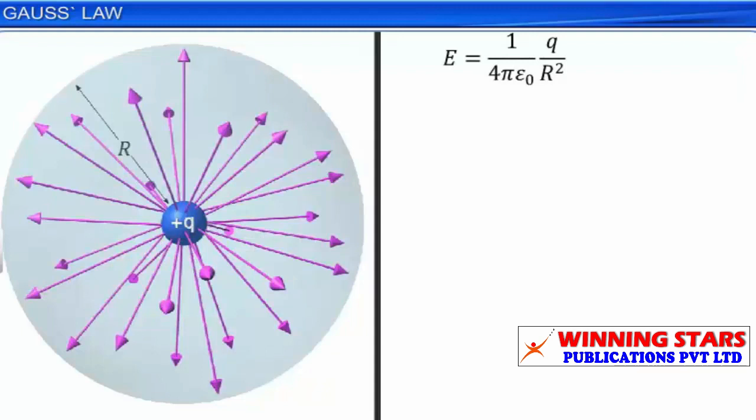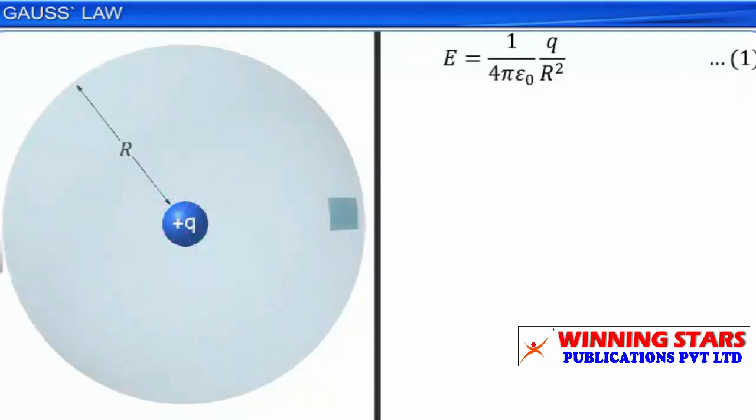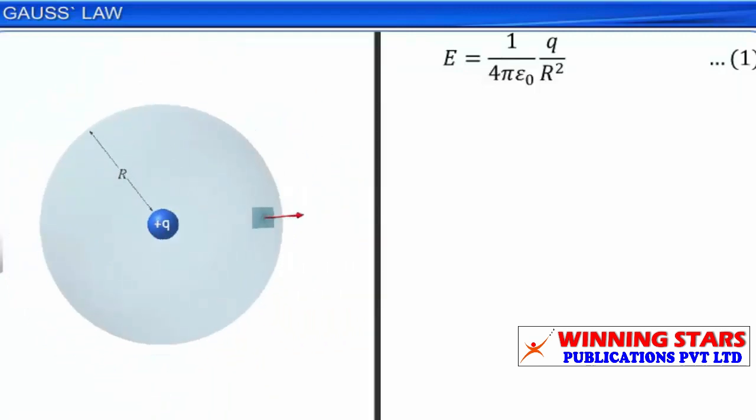So we see that for all points on the sphere of radius r, the magnitude of the electric field strength is the same, and it is directed away from the charge plus Q in an outwardly normal direction at each point. Therefore, we see that at each surface point, the electric field strength E is parallel to the area vector dA, which represents the area of an infinitesimally small element on the surface.